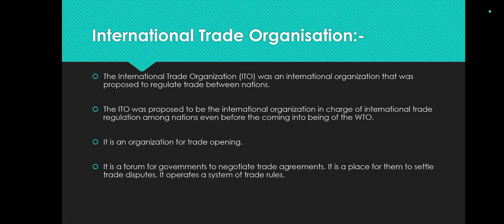The International Trade Organization was an international organization that was proposed to regulate trade between nations. The ITO was proposed to be the international organization in charge of international trade regulation among nations even before the coming into being of the World Trade Organization. It is an organization for trade opening. It is a forum for governments to negotiate trade agreements. It is a place for them to settle trade disputes. It operates a system of trade rules.